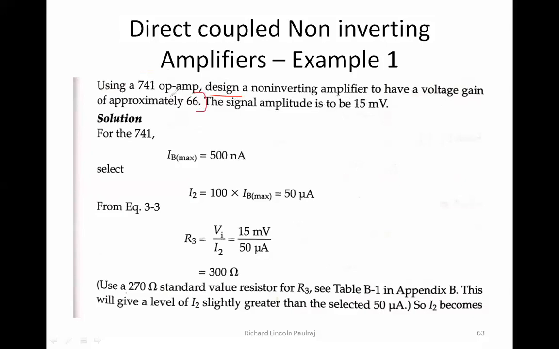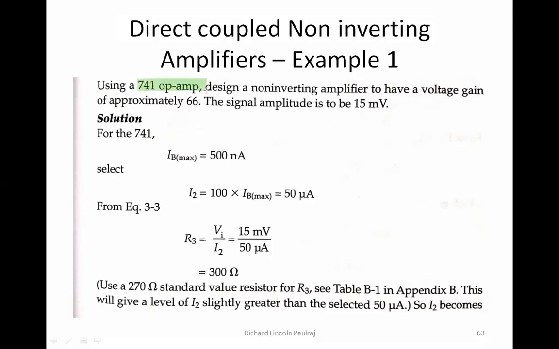So we have something given here which is about 66. The signal amplitude is to be about 15 millivolts. So when I say signal amplitude, it means the input signal here is going to be 15 millivolts, right? Okay, so we have some clues here. Let us just highlight those clues, and based on that, we will start working.